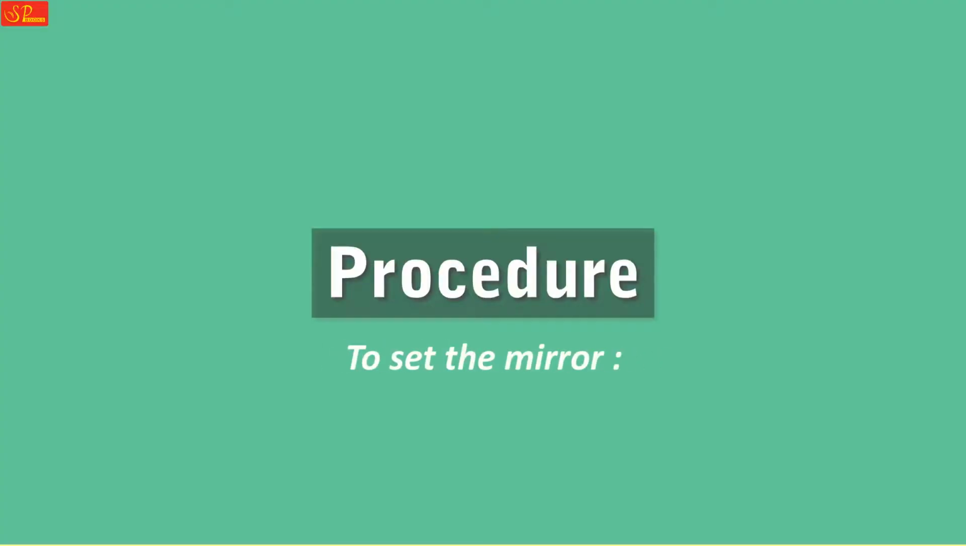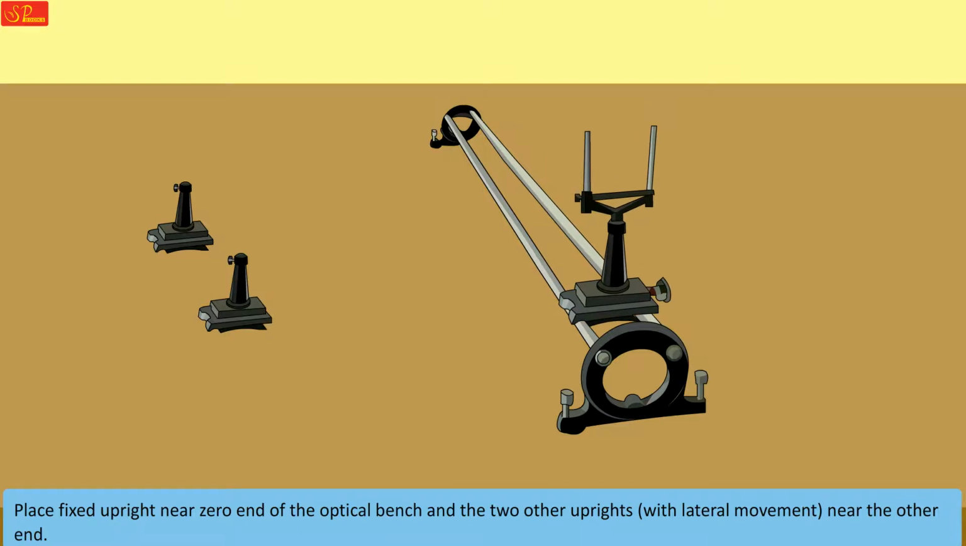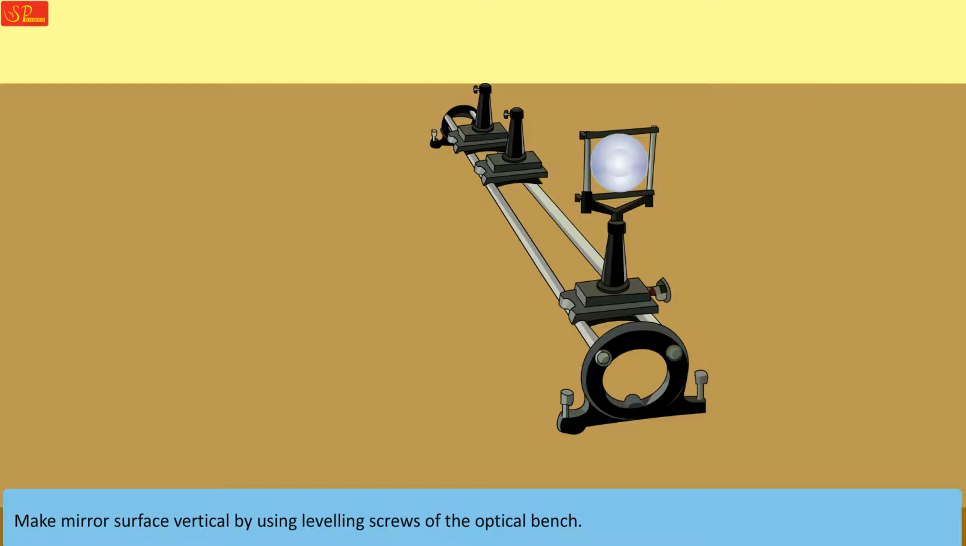To set the mirror, place the fixed upright near the 0 end of the optical bench and the 2 other uprights with lateral movement near the other end. Clamp the holder with mirror in the fixed upright, keeping the mirror face towards the other end of the bench and the surface perpendicular to its length. Make the mirror surface vertical by using the leveling screws of the optical bench. Note the position of the index mark on the base of the mirror upright.